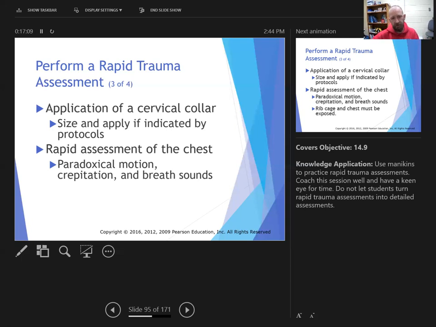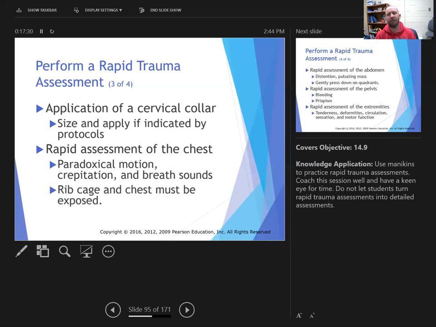So we're going to look for paradoxical motion, crepitus or crepitation. We're looking for this all throughout the body, anyways. And we're going to auscultate lung sounds here when we're in the rapid trauma assessment. You should take a listen to a couple of breath sounds, just real quick. A couple of breath sounds right there.